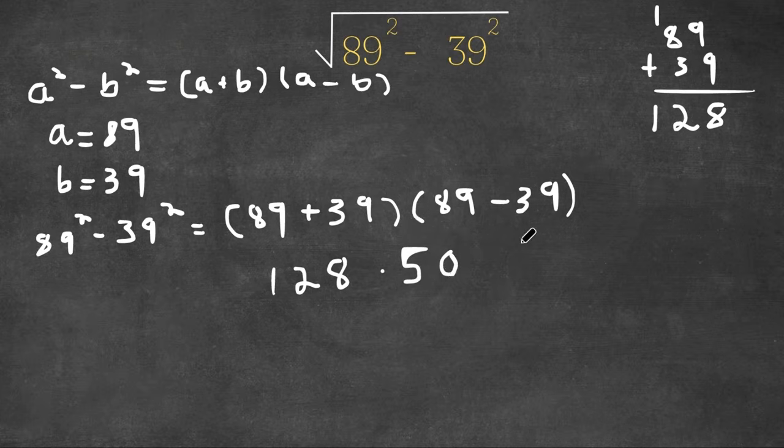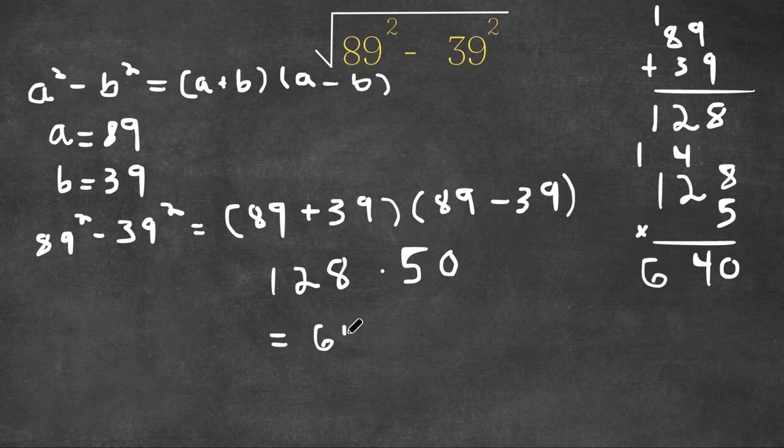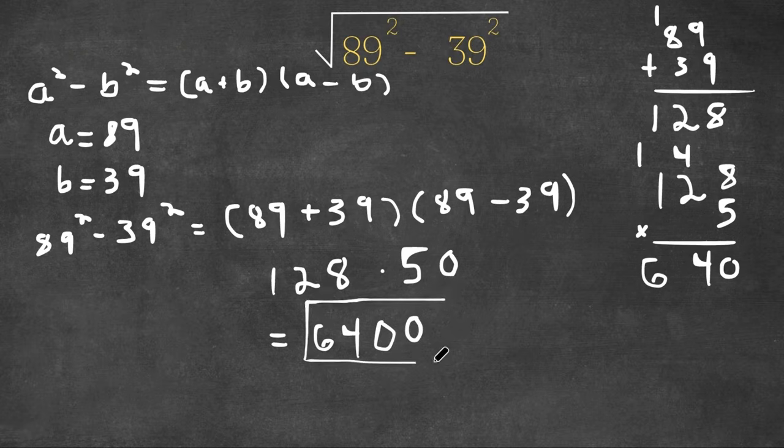Now, let's first ignore the 0 because we could always add it later. Let's just do 128 times 5. 8 times 5 is 40. 5 times 2 is 10. 10 plus 4 is 14, so we carry the 1. And 5 times 1 is 5. 5 plus 1 is 6. So we get 640. And now we can add in the 0 that we ignored. So 6,400 is our answer.